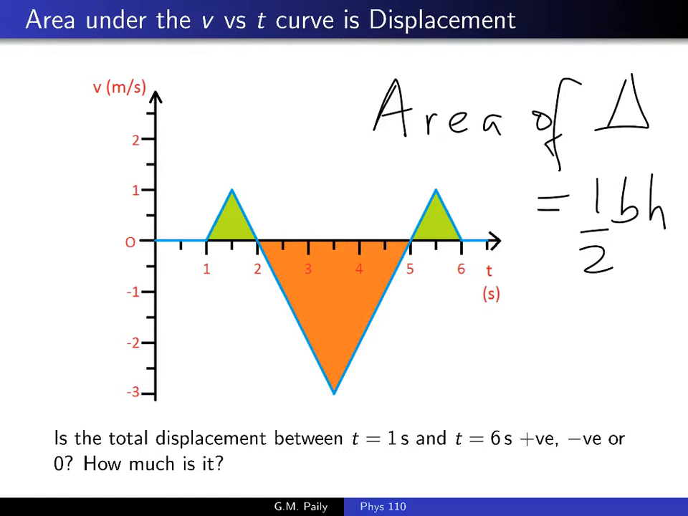And so this area corresponds to -4.5 meters. And so the total displacement is 1/2 minus 4.5 plus 1/2 meters, which is -3.5 meters. And that is the total displacement between t equals 1 and t equals 6 seconds.